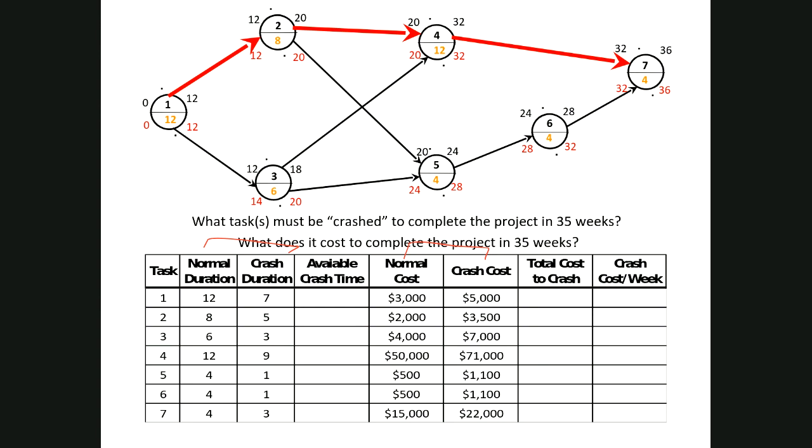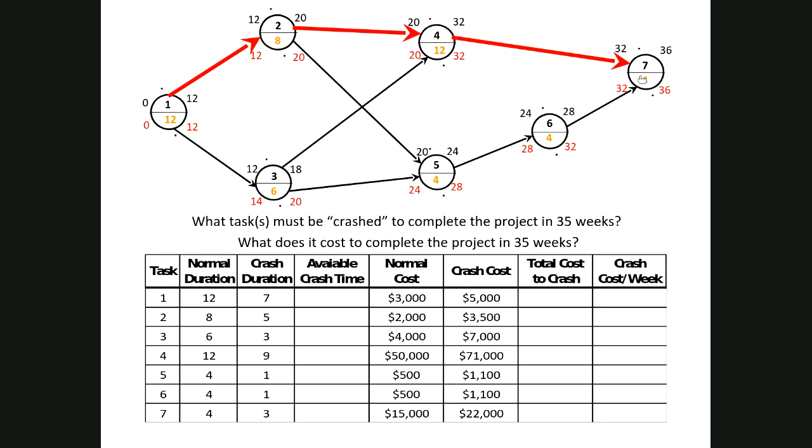So what are we going to do? How are we going to begin this, and what tasks must be crashed? Now, there's a little logic I want you to try to follow here. It's just a statement: one of the tasks on the critical path, either task 1, task 2, task 4, or task 7, is going to be the task that has to be crashed.